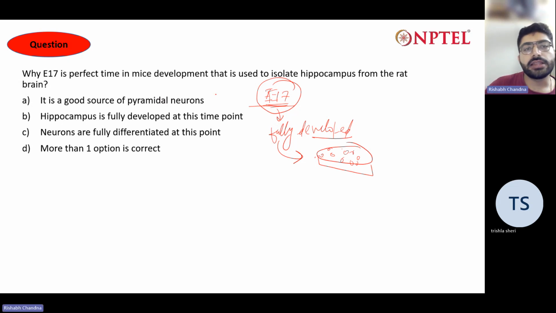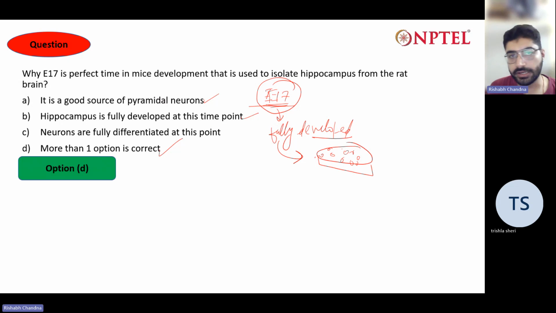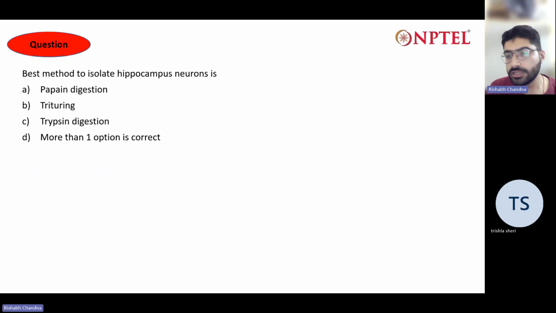So the correct answer would be option A and option B. So more than one option is correct. So option D would be the correct answer. Okay, option D is correct. Now, move on to the next question.